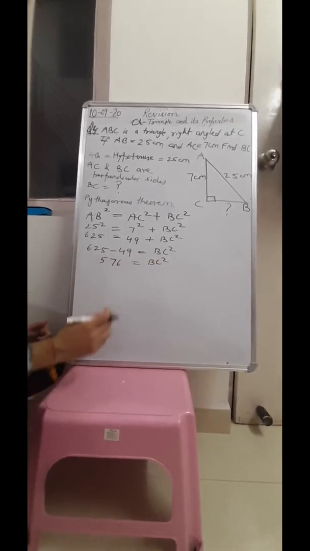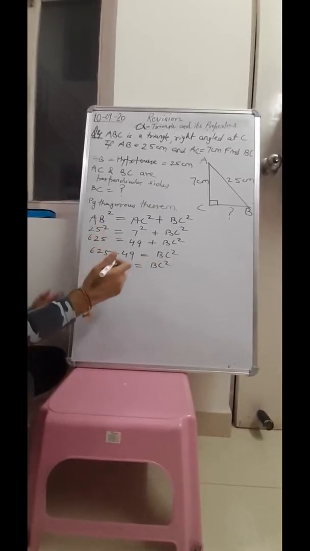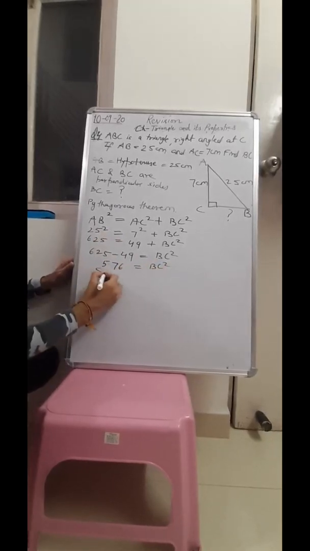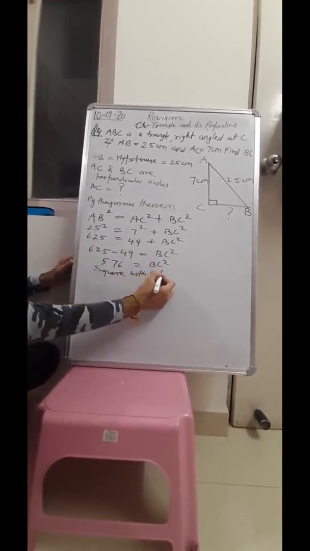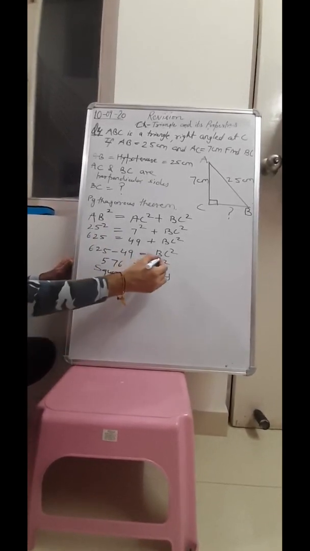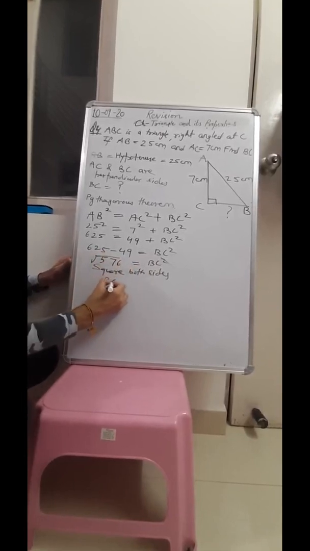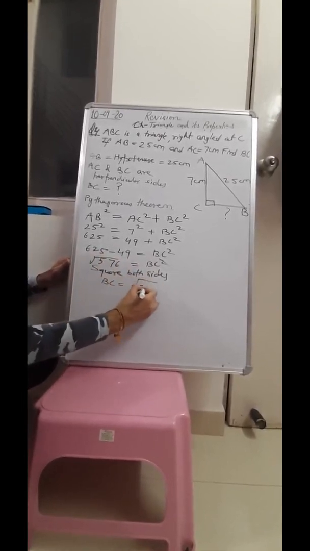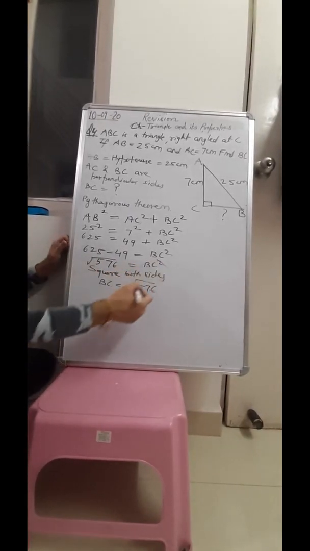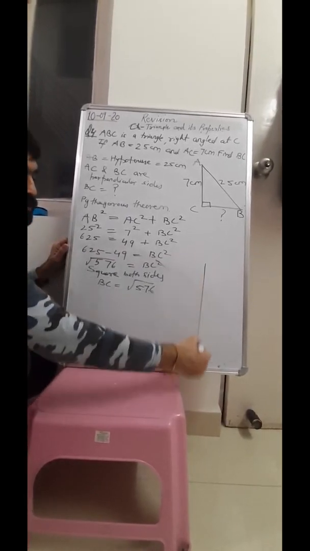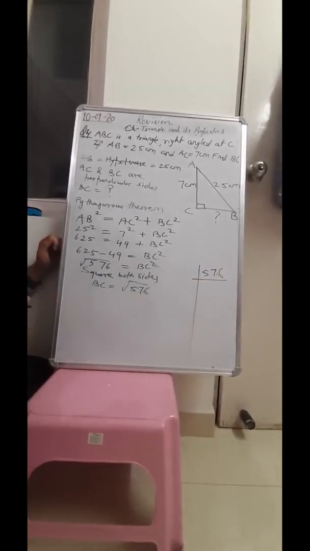Now here we have been asked to find BC, but here it is coming squared. So to remove the square, we are going to take the square root of both sides. So when you take the root of both sides, this square will get removed and this will become under root. So BC will be under root of 576. So that means we have to find the under root of 576.